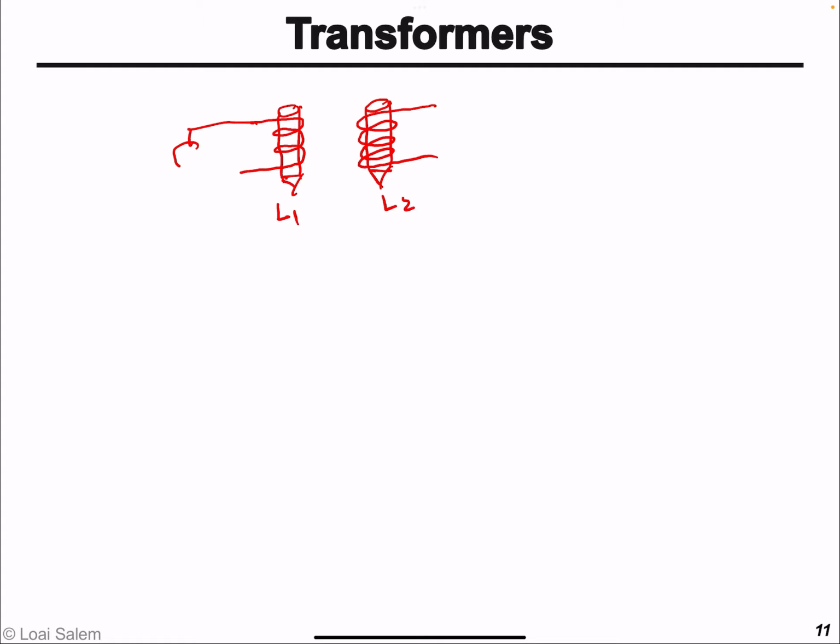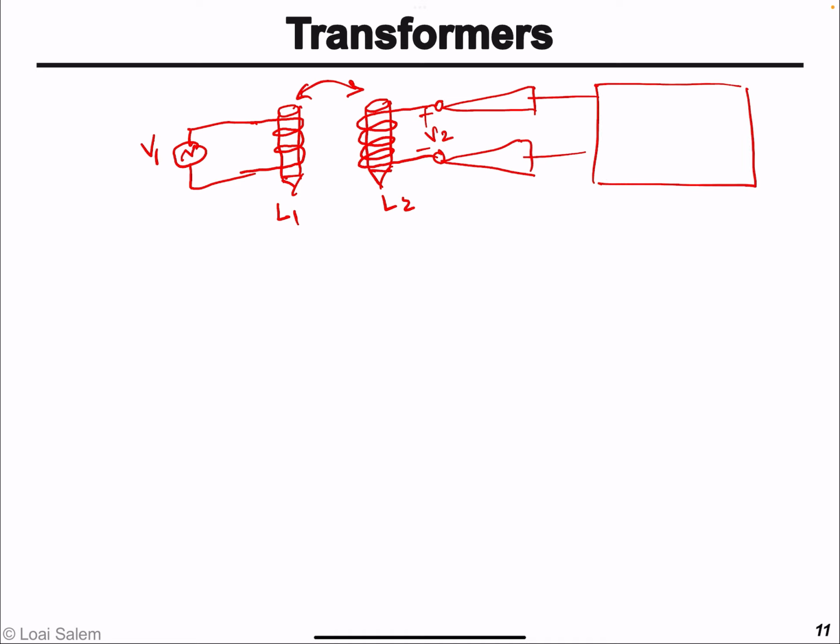Then if we apply AC voltage V1 across coil 1, and we place both coils close to each other, what we'll find is, if we measure the voltage across the secondary coil, or coil 2, and we look at the waveform of V2 in an oscilloscope, for example, we will find that the voltage V2 is going to be shaped just like V1.